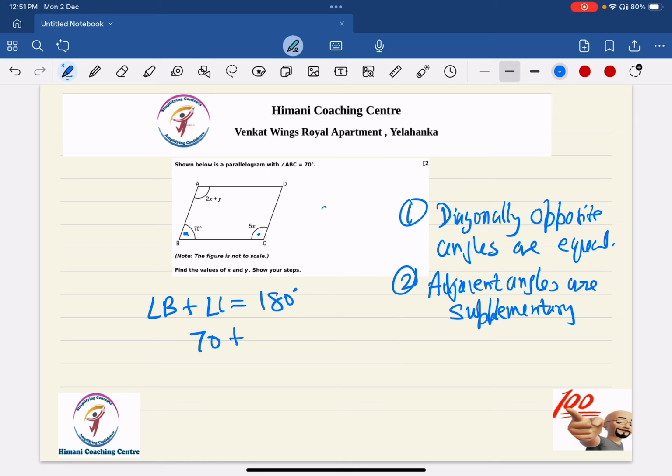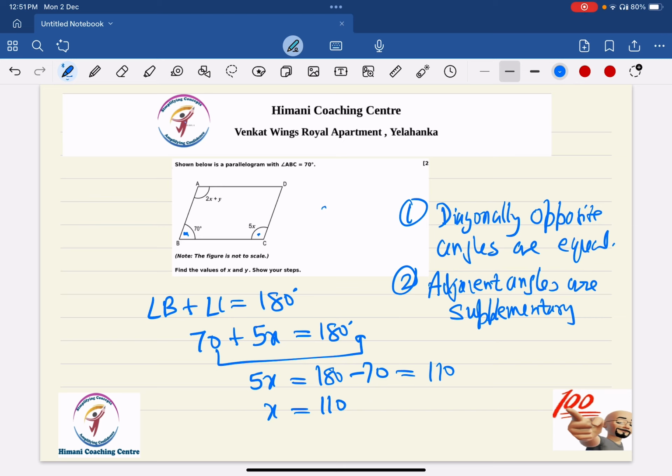Therefore 70 plus 5x equals 180 degrees. 70 goes to the other side, becomes minus 70. 5x equals 180 minus 70, which is 110. And x equals 110 by 5. So the x value is 22 degrees.